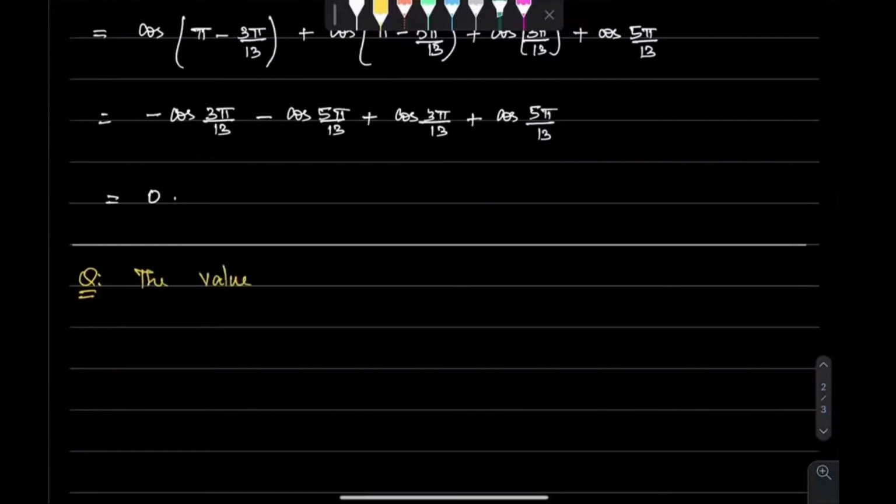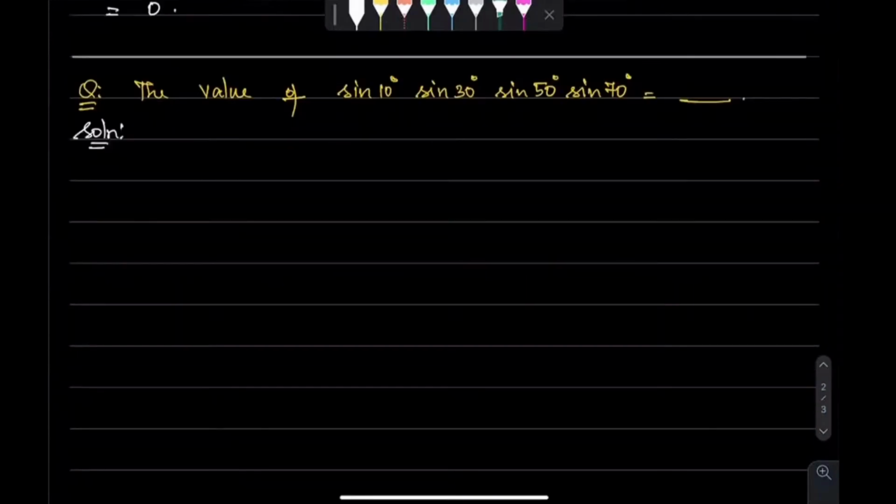Find the value of sine 10 degree, sine 30 degree, sine 50 degree into sine 70 degree is equal to dash. Okay, let's do this. So consider.